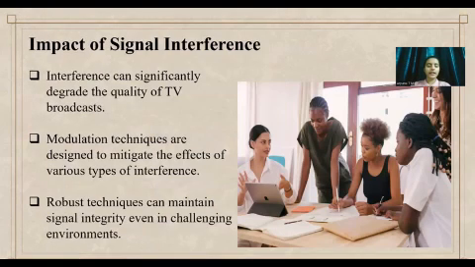Impact of signal interference. Interference can significantly degrade the quality of the TV broadcast, whereas modulation techniques are designed in order to mitigate the effects of various types of interference. Robust techniques can maintain signal integrity even in challenging environments.